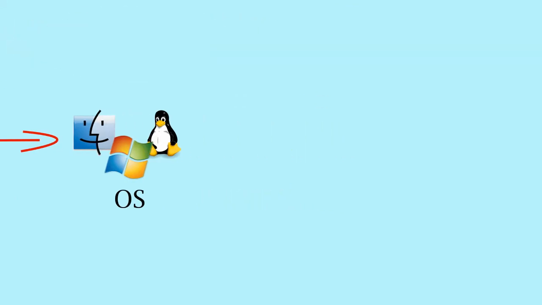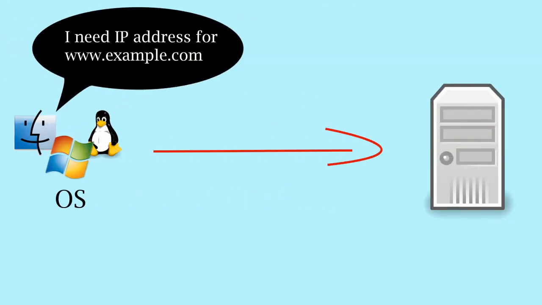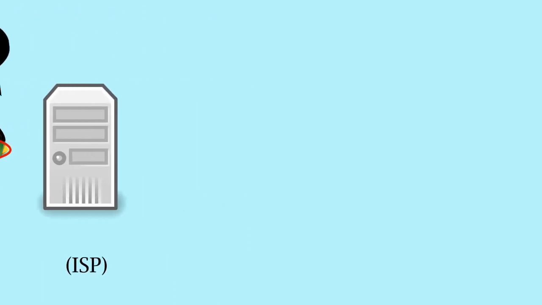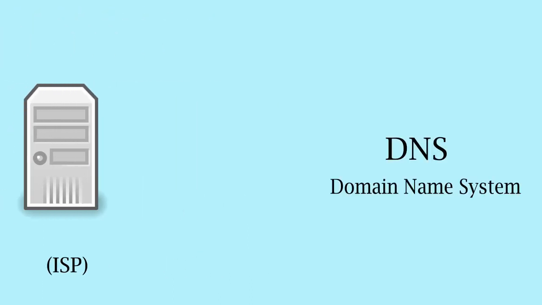Otherwise, the OS goes to the resolver. A resolver is also a server. Generally, a resolver will be your internet service provider. Here also, if the resolver knows it, it will tell. Otherwise, the resolver goes to the domain name system.